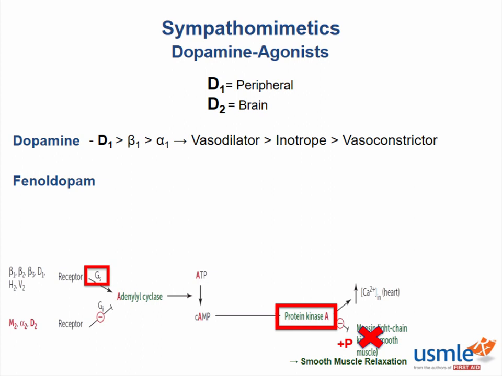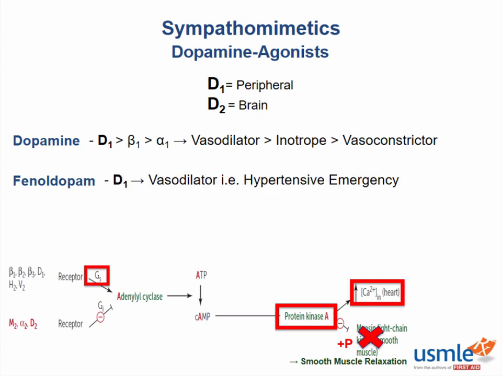The use of dopamine is dose-dependent. At low doses, it stimulates D1 receptors to cause a drop in blood pressure. At medium doses, it stimulates beta-1 receptors to increase calcium in the heart and therefore increase heart rate and contractility. And at high doses, dopamine stimulates alpha-1 receptors, causing vasoconstriction. Fenoldopam, on the other hand, is often used for hypertensive emergency because we want diffuse vasodilation.